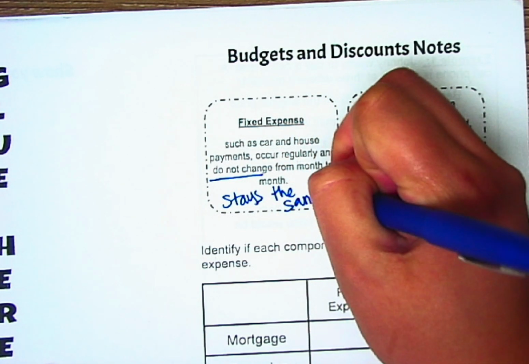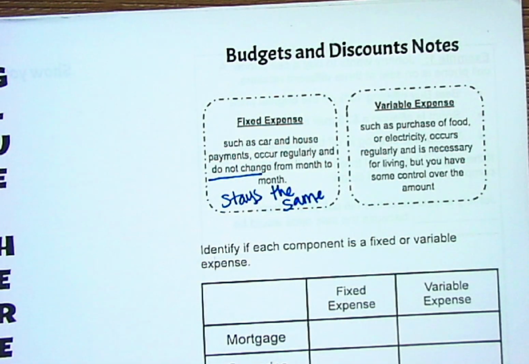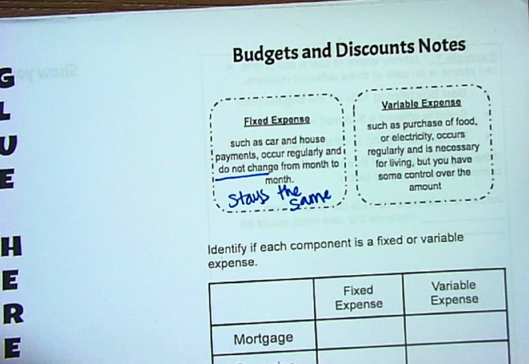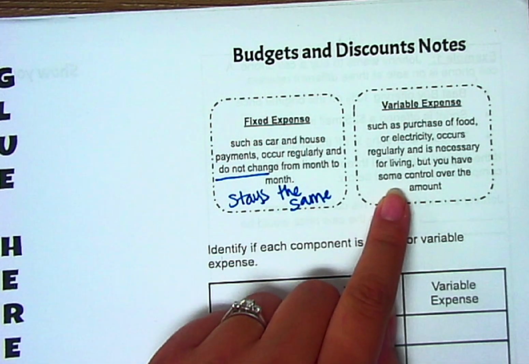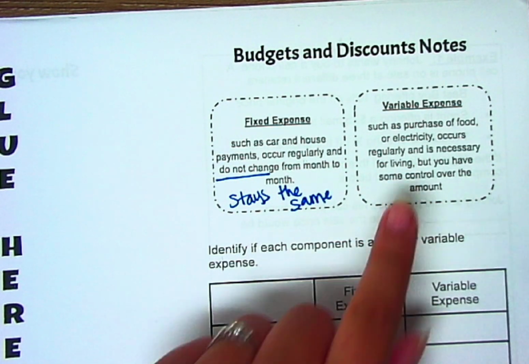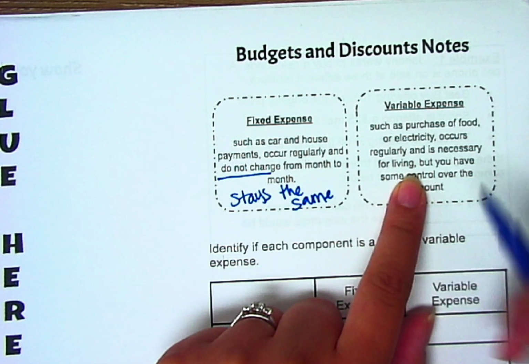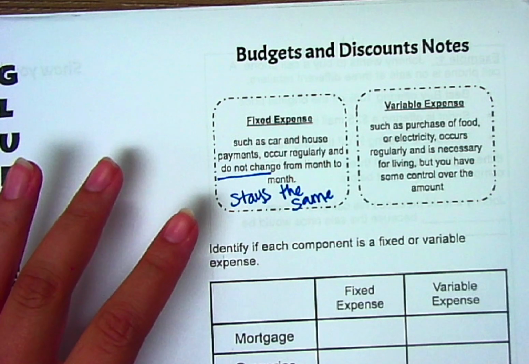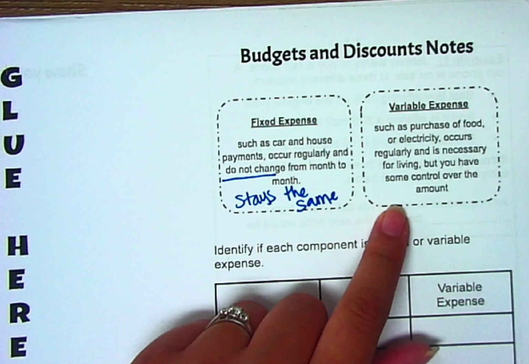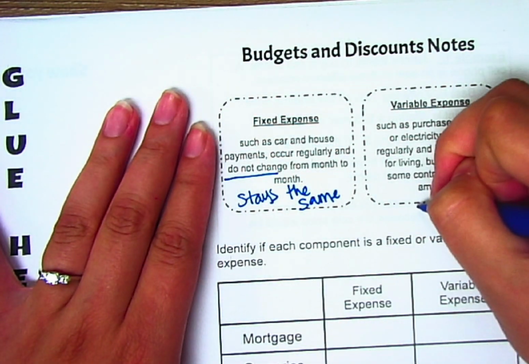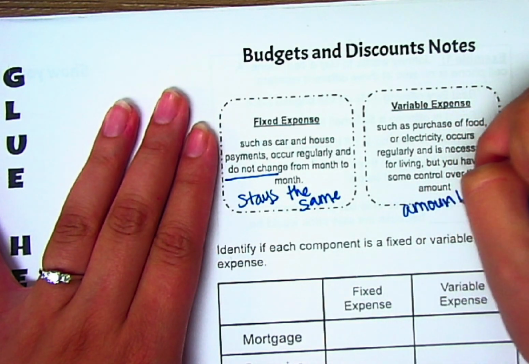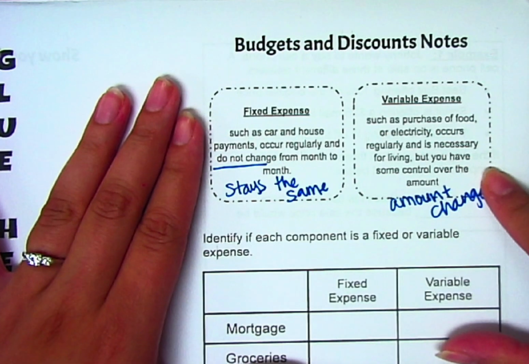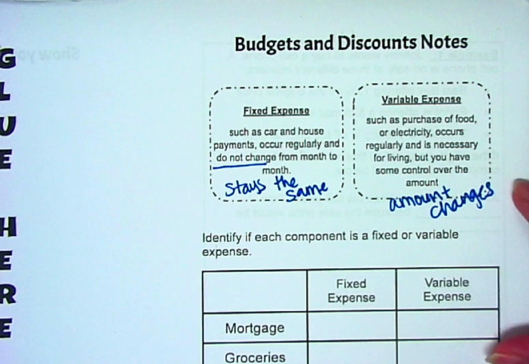Make sure you write this on your paper. So the variable expense. These are purchase of food or electricity. It occurs regularly and is necessary for living, but you have some control over the amount, right? This one, the variable, it changes. So put amount changes.